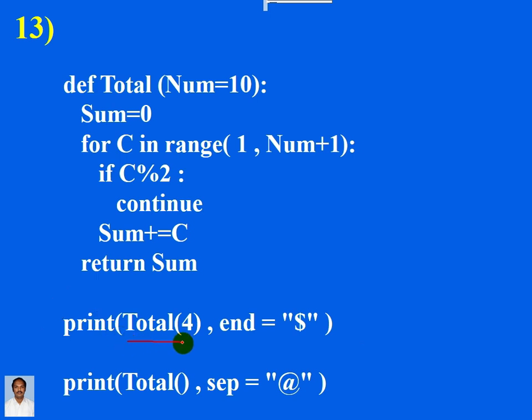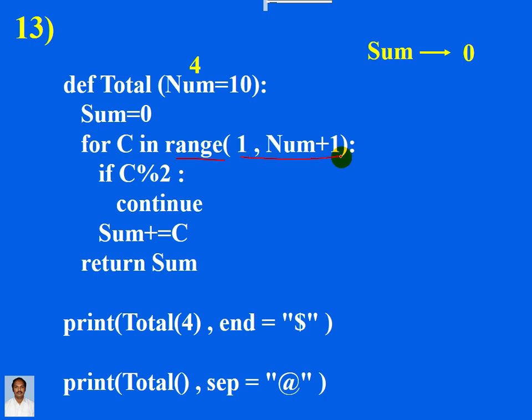This is a function call. On encountering a function call, control reaches the point where the function is defined. Now 4 is passed to num. So parameter num contains the value 4. sum is equal to 0. So you can note down variable sum is pointing to 0.